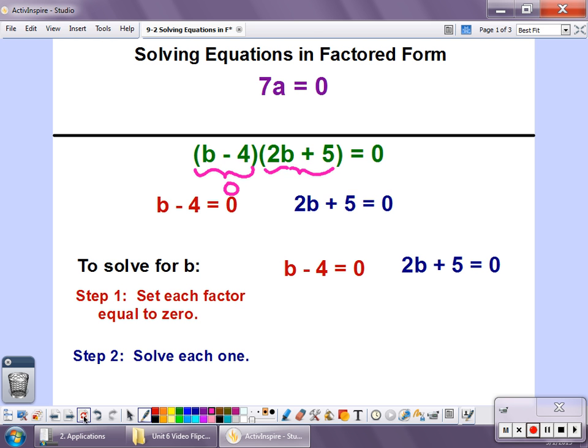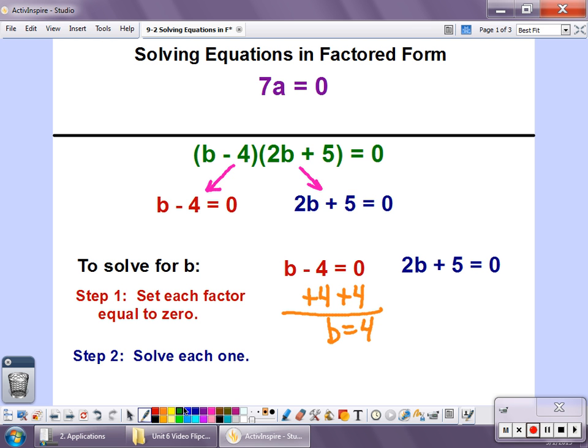So once you get an equation that's equal to 0 and it's factored, in order to figure out what the variable stands for, you just make sure each of these factors equals 0 and you can solve for your missing variable. So, b minus 4, I'm going to make that factor equal 0, and then I'm going to solve it. I'm going to add 4 to both sides, and I find out that b equals 4.